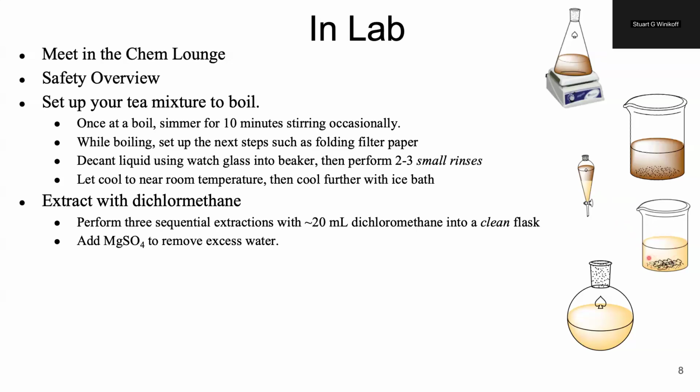Then, once you've collected your 60 milliliters of dichloromethane, we're going to add that magnesium sulfate to remove the excess water. You can always tell if you've added too much or too little magnesium sulfate, as it should change texture when it interacts with the water. So it should become clumpy. If it stays a nice light powder, it means it didn't absorb water, and you should have a dry solution.